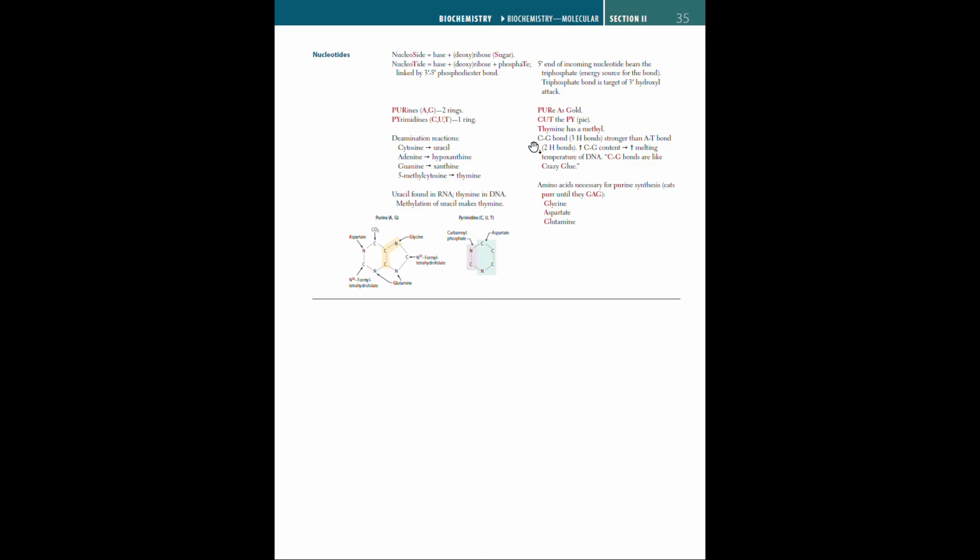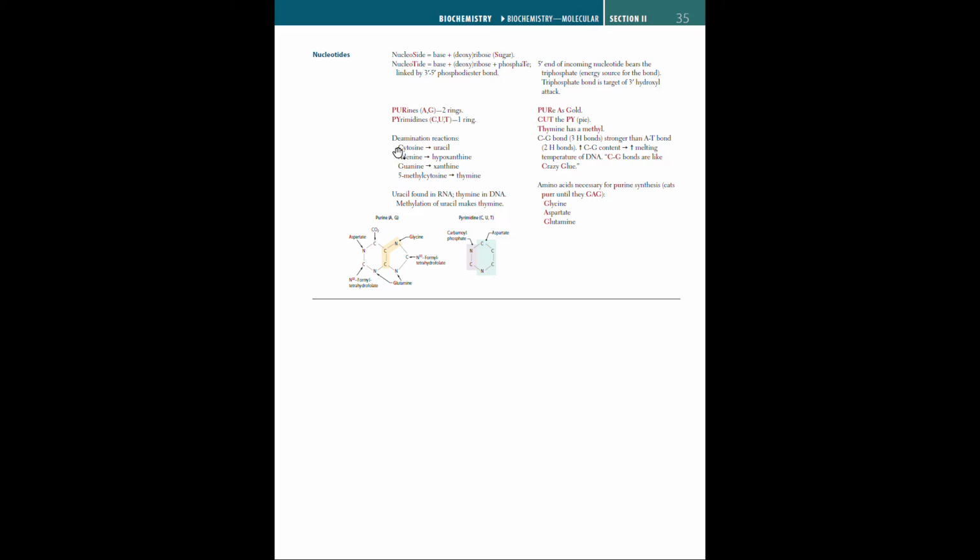Here you have a mnemonic: pure as gold. So purines are A and G, adenine and guanine, and cut the pie. So PY is short for pyrimidine: cytosine, uracil, and thymine. Cut the pie. PY is pyrimidine. So pyrimidines have one ring, and the short name has two rings, and the longer name has one ring. Yeah, one way to remember it.